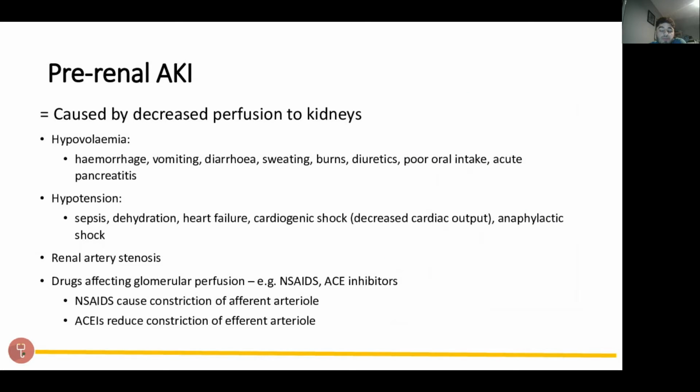So, pre-renal AKI is caused by decreased perfusion to the kidneys. And generally, what people assume is it's hypovolemia, i.e. someone is very dehydrated, but it is important to also consider hypotension, and there is a distinction between the two. Hypovolemia being lack of fluid in the blood vessels, and hypotension being a low blood pressure.